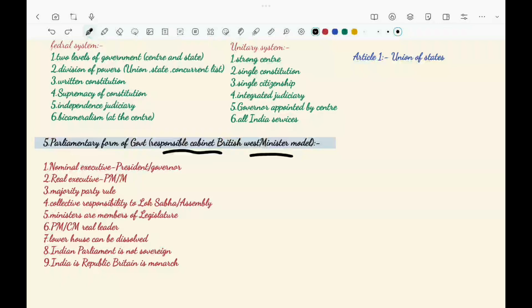Okay, so one is the nominal executive, that is the president or governor, and the other is the real executive. It can be the prime minister or minister, of the party which gets majority, and they will rule. And there is collective responsibility to the Lok Sabha as well as the assembly. Ministers are members of the legislature. PM and CM are the real leaders. The lower house can be dissolved. The Indian Parliament is not sovereign, and India is a republic, whereas Britain is a monarchy, but we are not a monarchy, we are a republic.